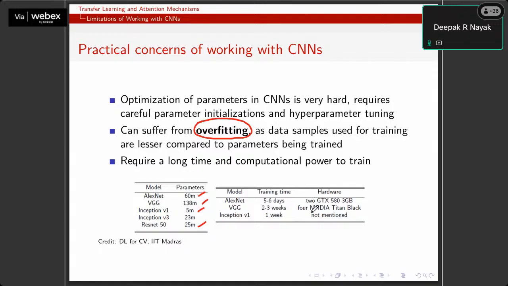On this kind of hardware, VGG was taking 2 to 3 weeks. The training of VGG was taking 2 to 3 weeks, and it was on 4 NVIDIA Titan Black GPUs, right? Although the GPU capability has increased over the years, this was the scenario at that time in 2012 and 2013, 2 to 3 weeks to train a model. So it takes a huge amount of time to train, and a huge amount of computational resources also. So it is really difficult. These are some of the practical concerns which we usually face with convolutional neural networks.